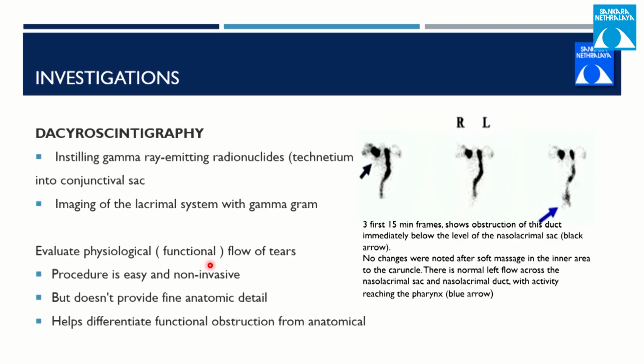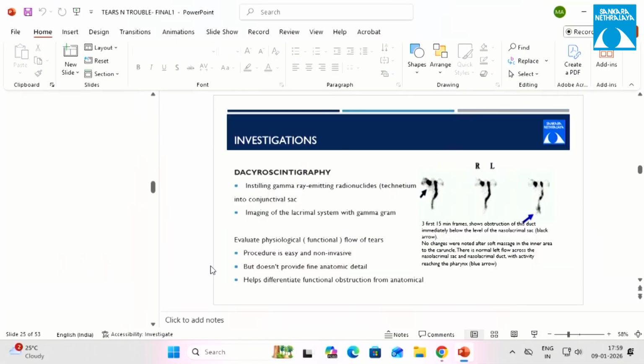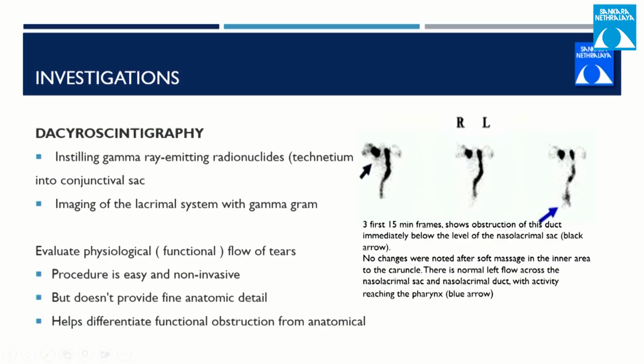So dacryoscintigraphy. In this, we insert gamma ray emitting radionuclides into the conjunctival sac, and the imaging is done with a gammagram. So this is to evaluate the physiological or the functional flow of the tears. The procedure is easy and non-invasive, but it does not provide any fine anatomic detail, and it helps to differentiate functional obstruction from the anatomical obstruction.